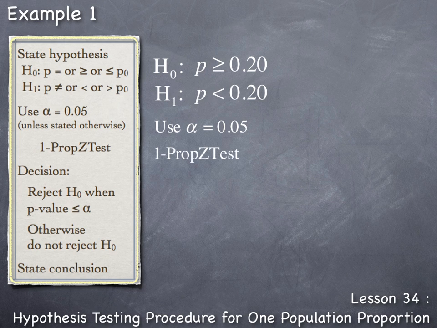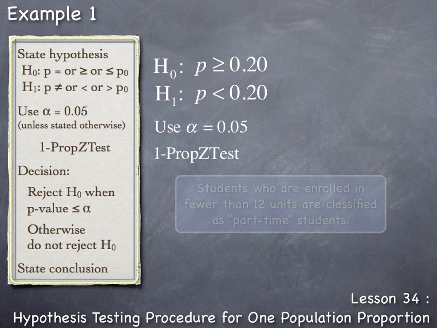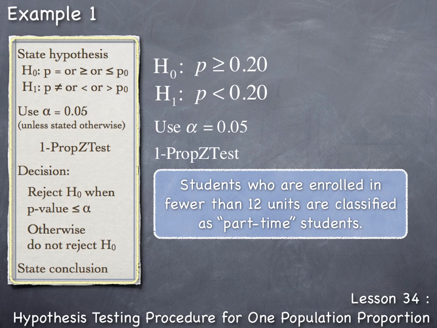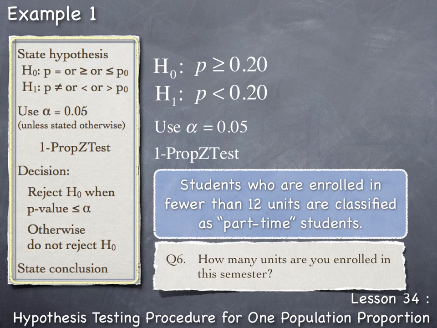Next, 1-PropZTest. The 1-PropZTest command on the TI-84 calculator is used to calculate the p-value that's required to reach our decision. But to calculate the p-value, we need to input the data values. In this case, students who are enrolled in fewer than 12 units are classified as part-time students. And the Sierra College Elementary Statistics Student Survey, question 6, asked the students how many units they were enrolled in that semester. So we could look up the data in question 6 and determine which students were part-time based on which ones were enrolled in fewer than 12 units.